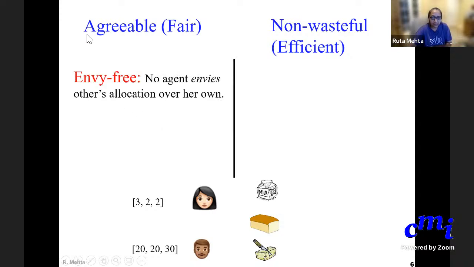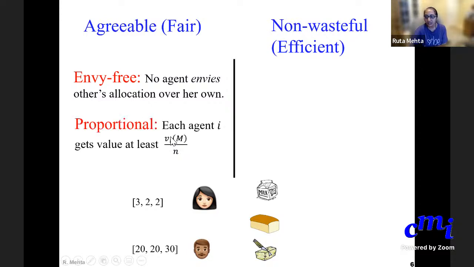Okay, so first and kind of most basic fairness notion, and the most important one, is envy-freeness. That is, no agent envies others' allocation over their own allocation. So in this example, if I give half of the milk, bread, and cheese to both, let's say, Geeta and Raj, then it's envy-free because both of them get the same amount. If everybody gets the same amount of every item, it has to be envy-free, because everybody has the same allocation, so nobody can envy others' allocation.